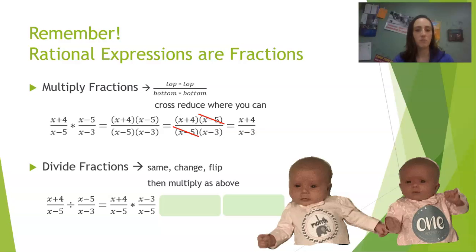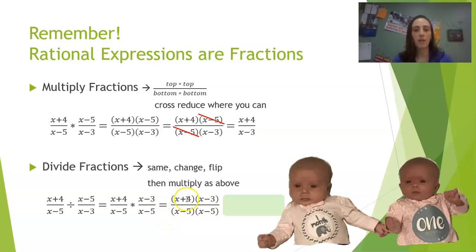Now from here, I just multiply using the same steps I did from above. I do top times top, so I do x plus 4 times x minus 3, and then I multiply bottom times bottom, x minus 5 times x minus 5. Now from here, I reduce if I can, which means I cancel anything that I see on the top that I also see on the bottom. Here, though, unfortunately, I don't have anything, so I'm just going to go ahead and multiply.